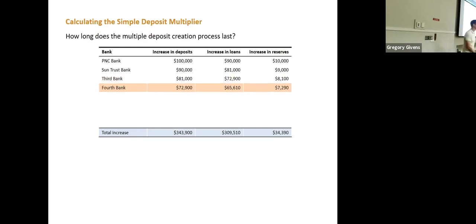If we did this for another round, and the $72,900 loan at the third bank was deposited into a fourth bank, look how it changes the totals.